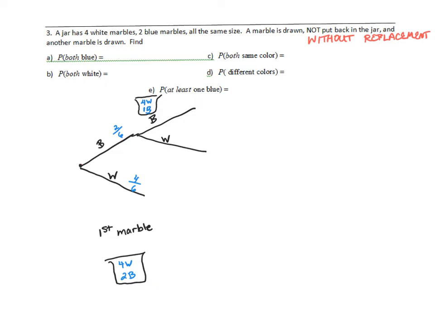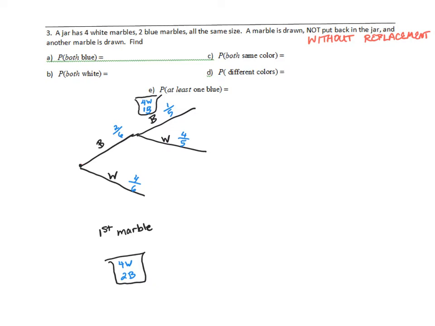So depending on what the first marble was, the numbers in the jar change. So the probability of picking a blue again would be 1 out of 5, there's 1 blue and 5 marbles altogether, and the probability of picking a white would be 4 out of 5. That's because it's without replacement. Now, let's take a look at the next one.